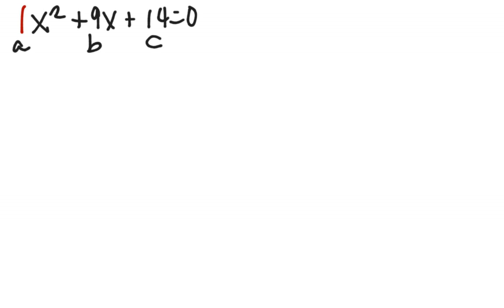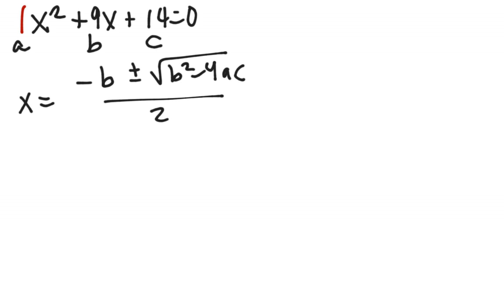I have x squared plus 9x plus 14 is equal to 0. My quadratic equation is equal to 0. There is a 1 in front of my x squared, that's my a; 9 in front of my x is my b; and my constant term is 14, which is c. So substituting into that quadratic formula, negative b plus or minus square root of b squared minus 4ac divided by 2a, that gives me the following.